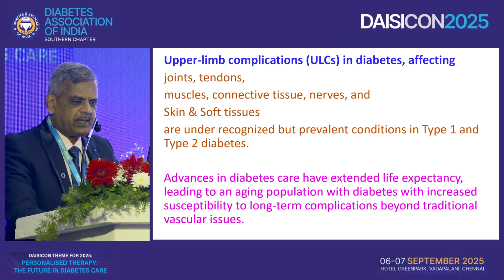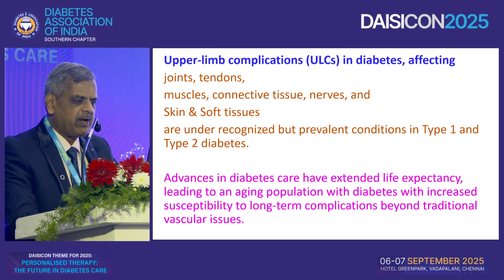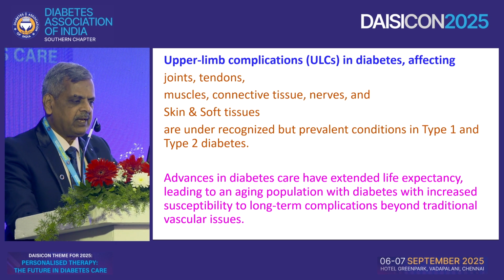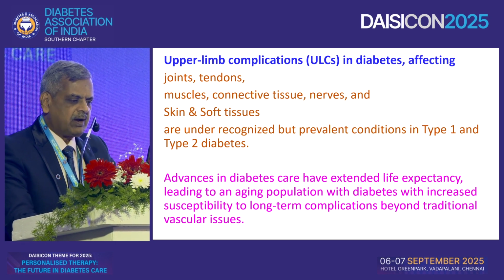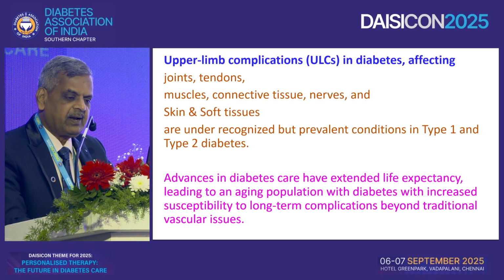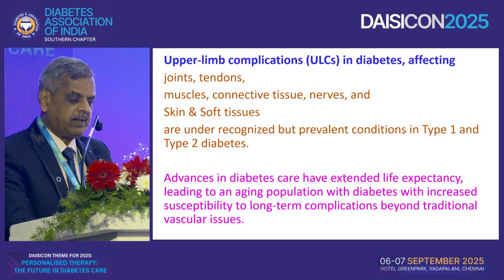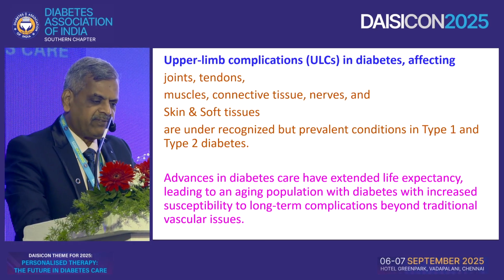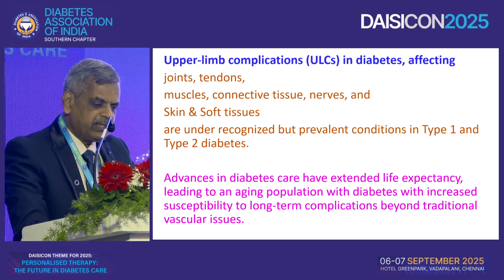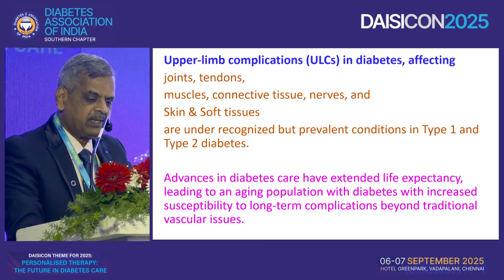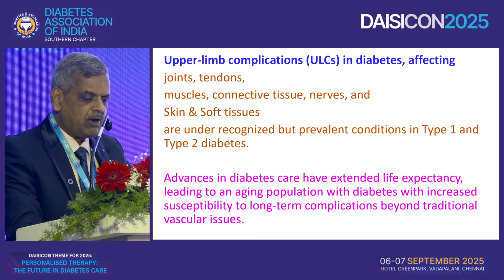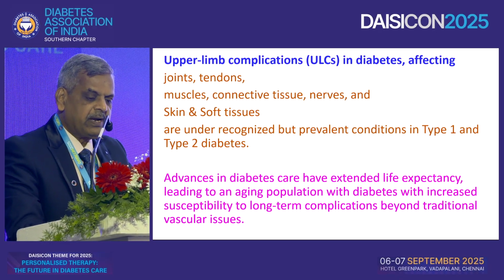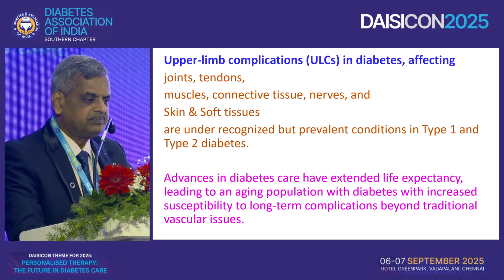Upper limb complications in diabetes, affecting joints, tendons, muscles, connective tissues, nerves, and skin and soft tissues, are under-recognized but prevalent conditions in type 1 as well as type 2 diabetes. Advances in diabetes care have extended life expectancy, leading to an aging population with diabetes with increased susceptibility to long-term complications beyond traditional vascular issues.